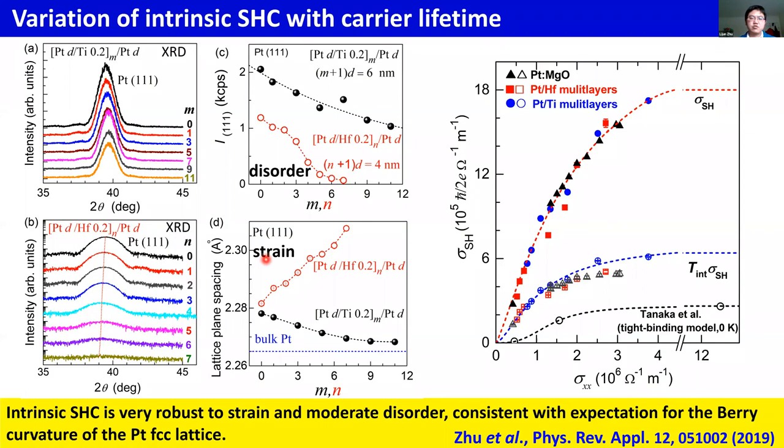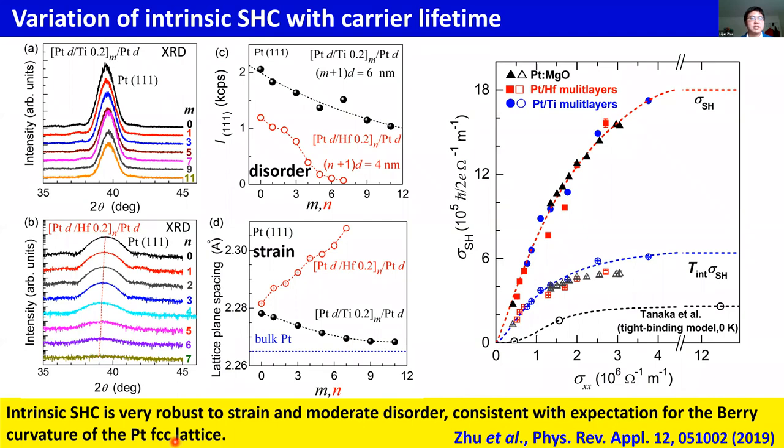And we also found that the strain varies remarkably and in opposite ways for hafnium insertion and titanium insertions. So the disorder and strain vary in different ways for the different systems, but we found this difference doesn't influence the scaling of spin Hall conductivity with the conductivity. This indicates that the intrinsic spin Hall conductivity is very robust to strain and moderate disorder, which is consistent with our expectation that the band curvature of the platinum FCC lattice is very stable.